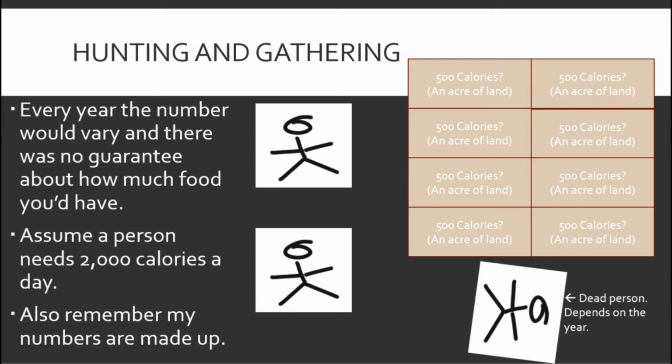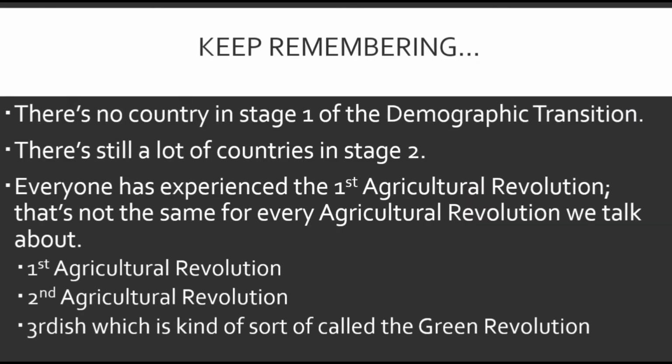Keep remembering this. There's no country that's in stage 1. There's still no country in stage 1 of the demographic transition model. It didn't change in these past units. There's a ton of countries that are in stage 2 of the demographic transition model. And so when we're talking about agriculture and the agricultural revolutions, because there's multiple ones, you need to know that every country has experienced the first agricultural revolution. It doesn't mean that they've experienced all of them.